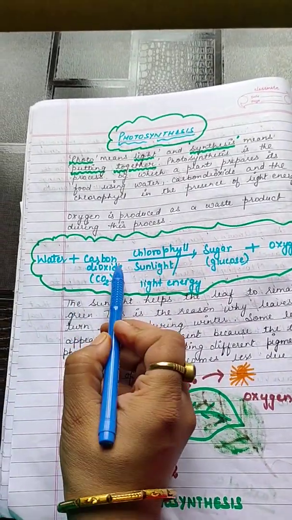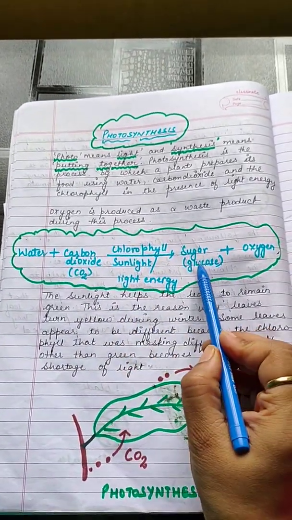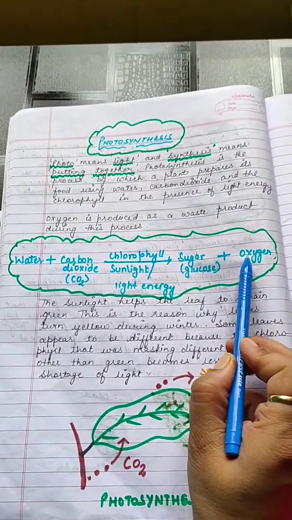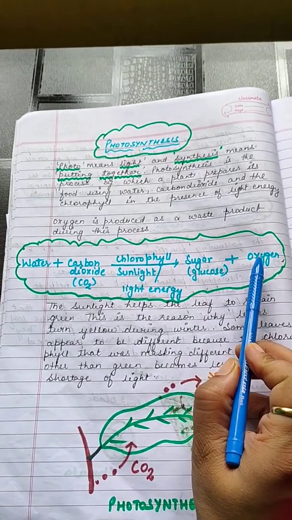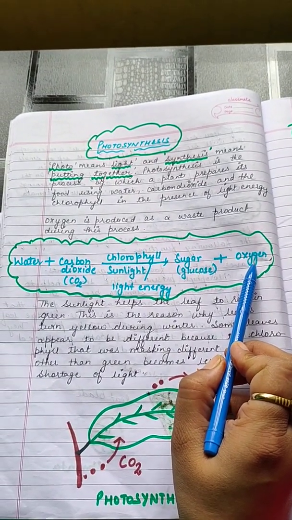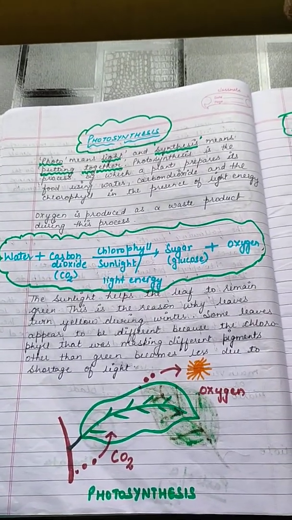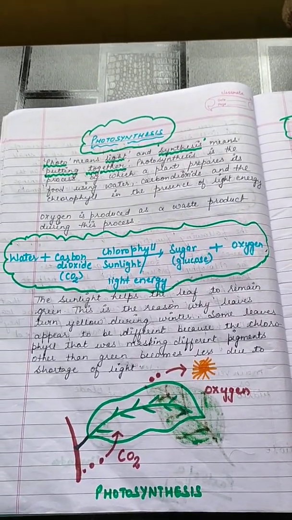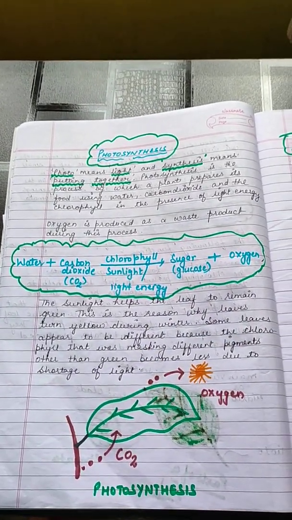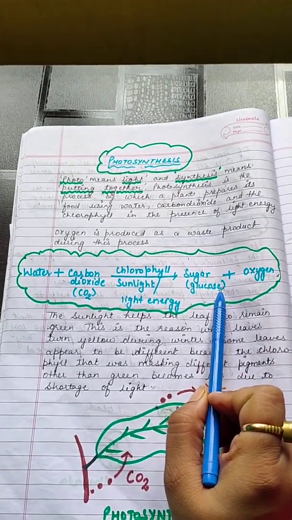See, water and carbon dioxide in the presence of chlorophyll and sunlight produce sugar, and this sugar is the food for the plant. And in this process, oxygen is produced as a waste product, and this oxygen is used by us, because we inhale oxygen which is given by the plants, and we exhale carbon dioxide which these plants consume. So in this way the process of photosynthesis takes place.